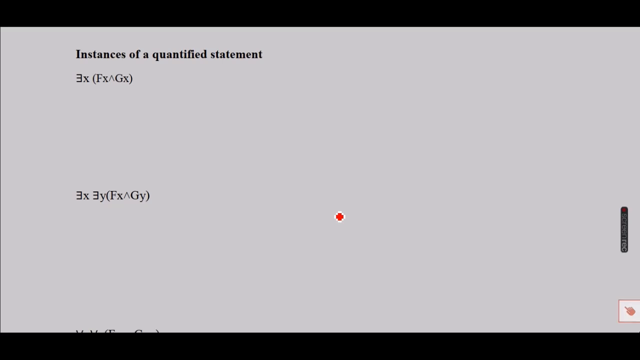Now, we can talk about the notion of an instance. So the instance of a quantified statement is what you get when you eliminate the quantifier and you replace the free variables with names. So here we have this existential, and we want to get the instances of the existential. So you eliminate the quantifier, the main quantifier, and then what you are left with is this, right? And this x and this x are free variables.